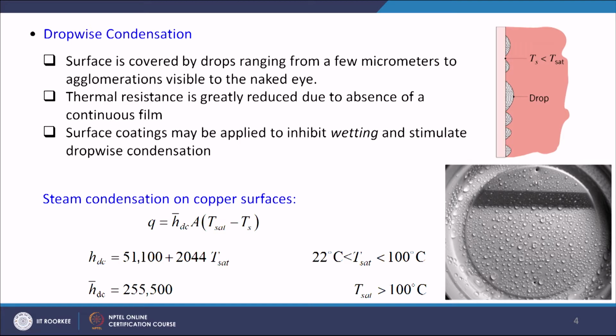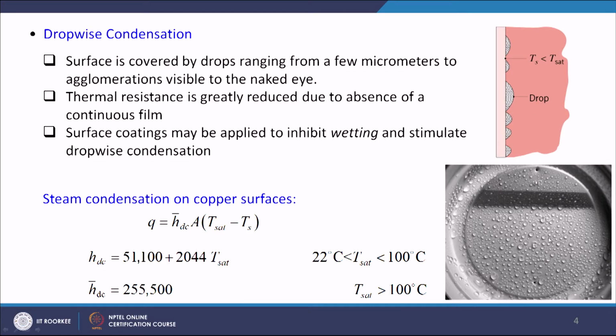Now, in this type of dropwise condensation, the surface is covered by drops, and the size of the drops ranges over a wide variety. It starts from a few micrometers, and agglomeration of these drops makes them visible even with the naked eye. Here I have shown you one typical example.